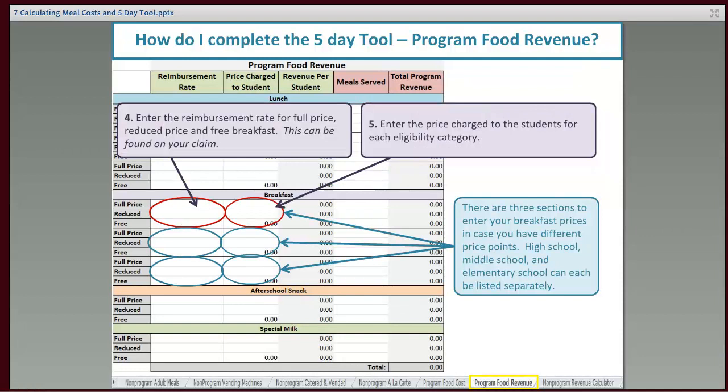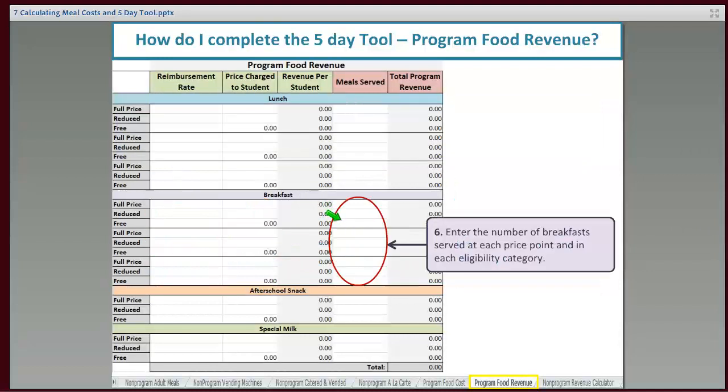And then you'll do the same thing for breakfast. So you'll enter in your reimbursement rates. Then you'll enter in the price you're charging. Remember, for reduced, the maximum you can charge at breakfast is 30 cents. And then you'll enter in the number of meals served.